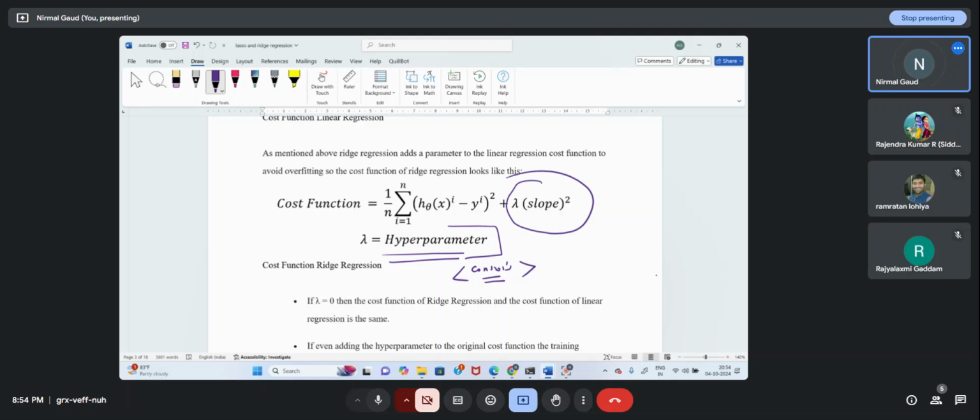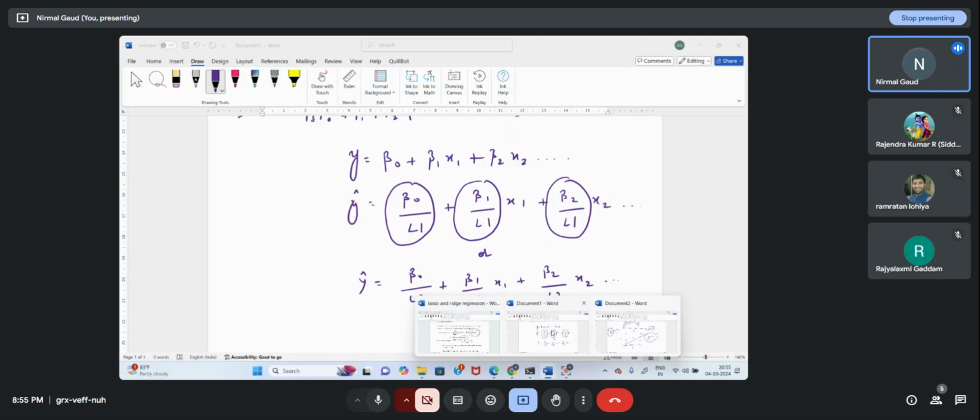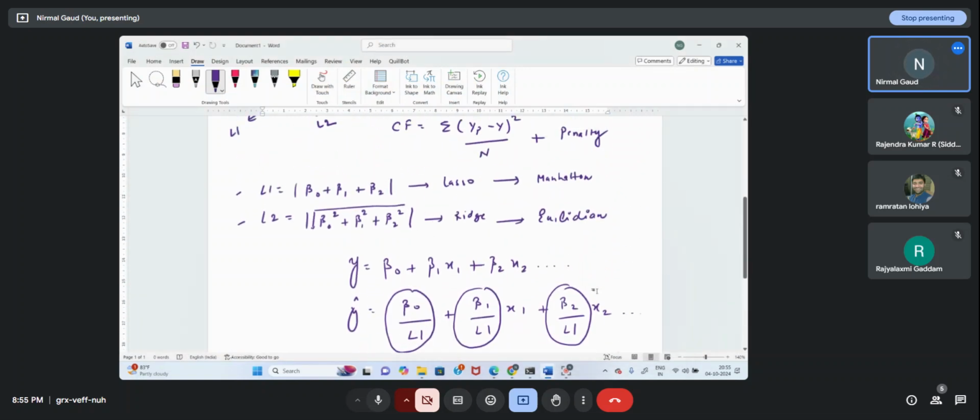It controls slope square, you very well know. I just told you, slope square. This is the slope. Just calculate the square of it. So you will be getting beta naught square plus beta 1 square plus beta 2 square. This is what the slope is for ridge. Okay, that's the slope for ridge. For lasso, this is the slope.